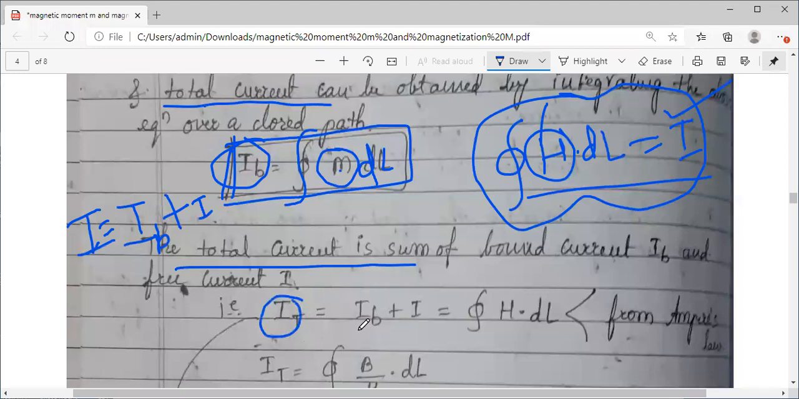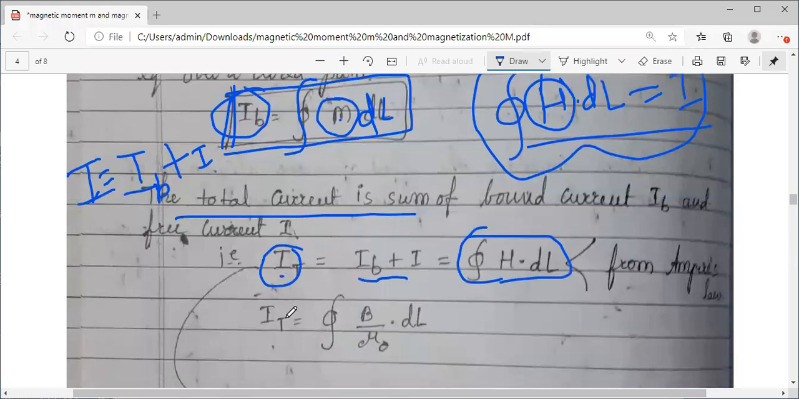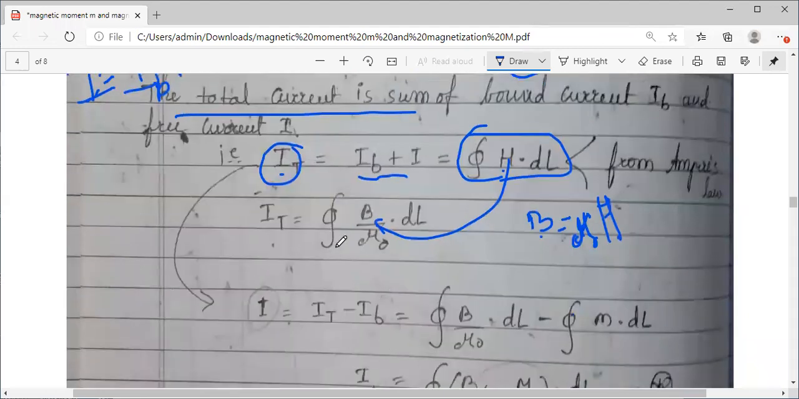So I total is equal to IB plus I, and in general we know that current, in Ampere's law form, is the line integral of H dot dl. So total current, IB plus I, equals the line integral of H dot dl. Instead of H, I am substituting B by mu naught. We know that B equals mu naught H, so H will be B by mu naught. I am substituting that here.